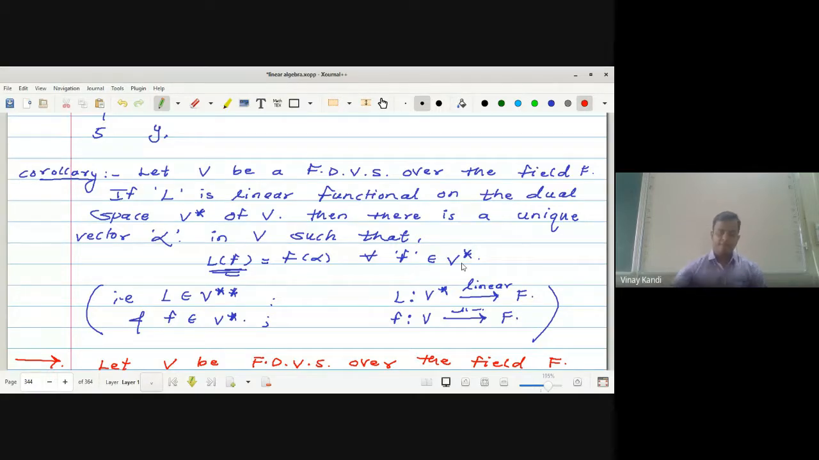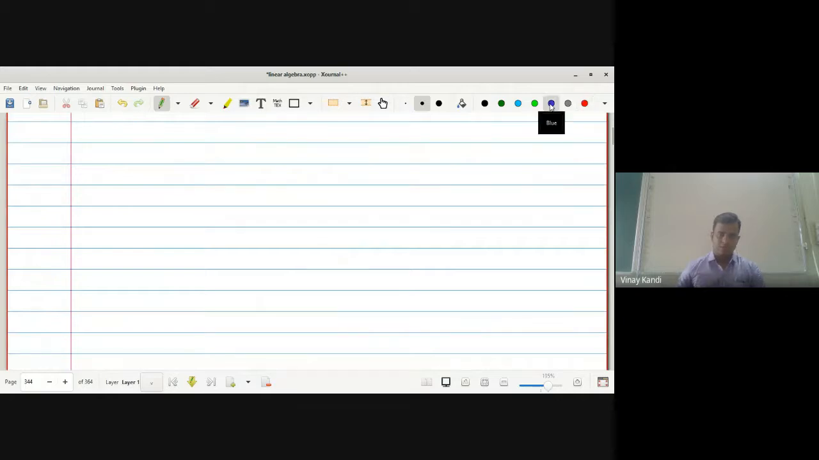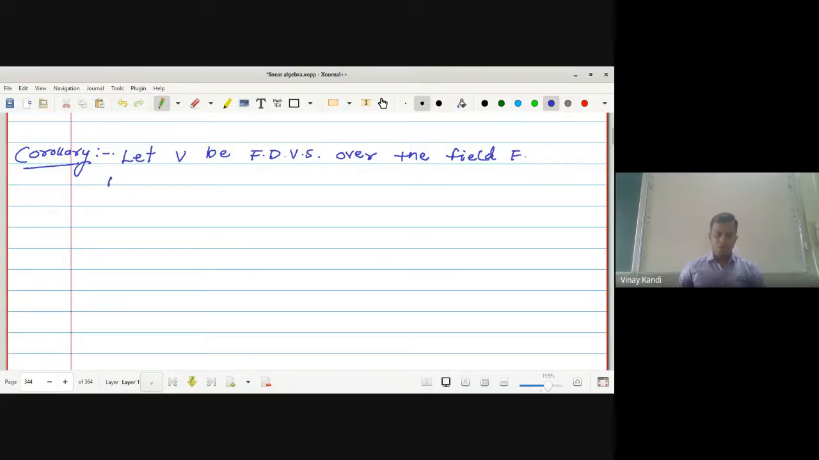Now the next corollary is: let capital V be a finite dimensional vector space over the field F. Then each basis for V star is the dual of some basis for V.